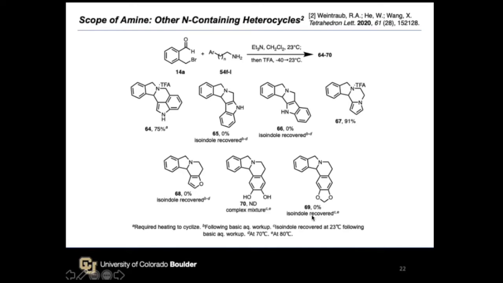Homopiperonylamine was expected to give product 69 here, which is on the bottom right. And dopamine was expected to give product 70 here in the middle on the bottom. However, homopiperonylamine did not cyclize, and dopamine gave a complex mixture, and both of those were even at 80 degrees Celsius. Although perhaps it would have cyclized at higher temperatures or under stronger conditions.